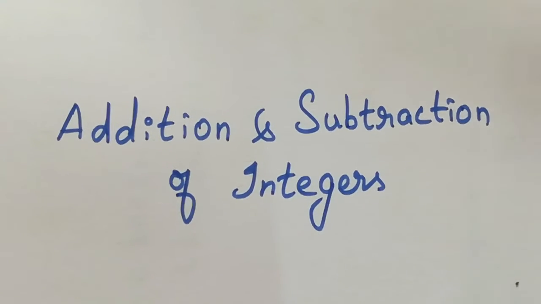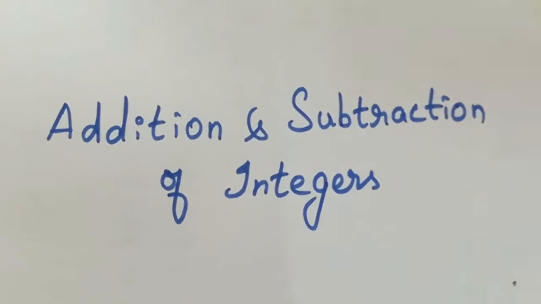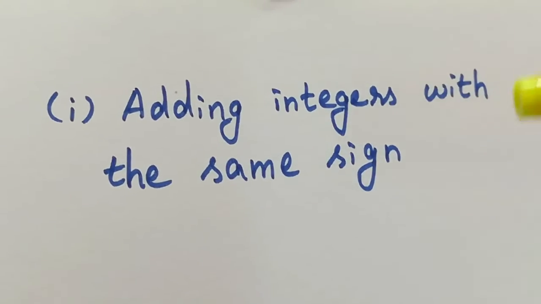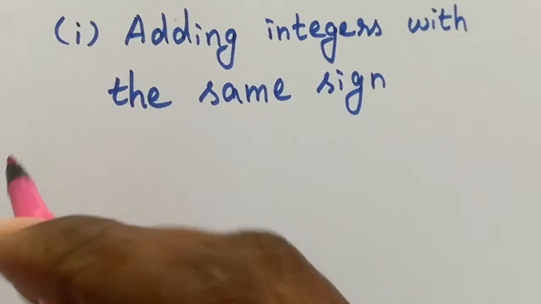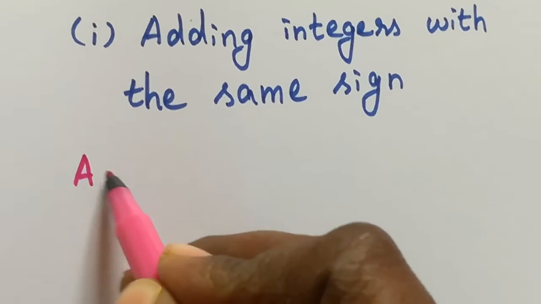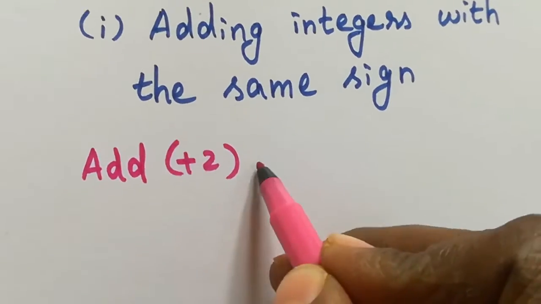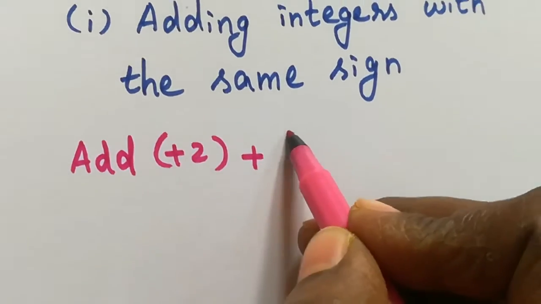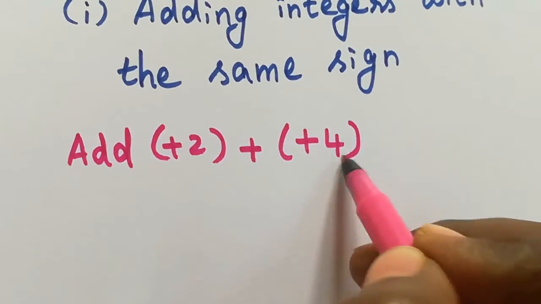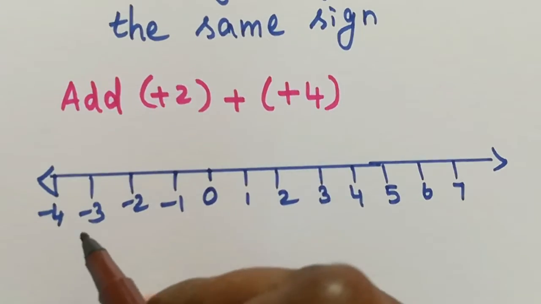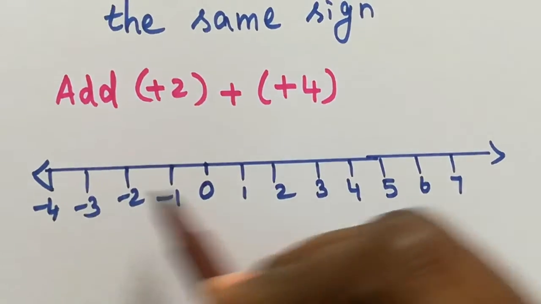In this video, we are going to see addition and subtraction of integers. First, let us see adding integers with the same sign. So, for example, add plus 2, that is a positive number, plus 4 in a number line. So, we are going to add these two numbers in a number line.